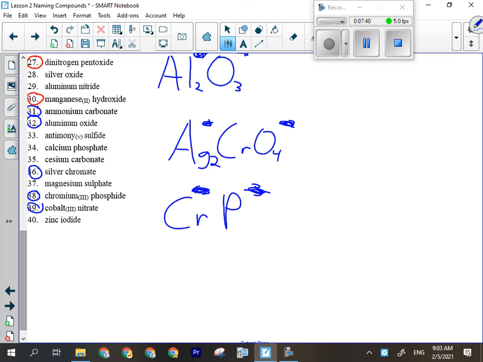All right, and then number 39, we've got cobalt 3 nitrate. So cobalt is Co. The Roman numeral tells me what charge to use for the drop and swap. It's with nitrate, which is a polyatomic ion that has a -1 charge. So the 1 will go here. We don't write 1s. This 3 is going to have to go over here, so I'm going to need brackets so that it's not NO33, so that it's NO3.